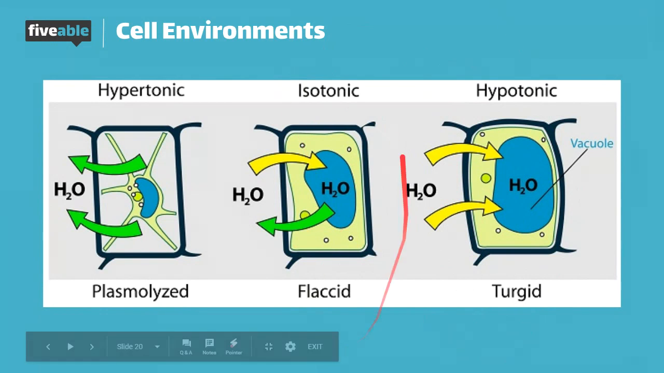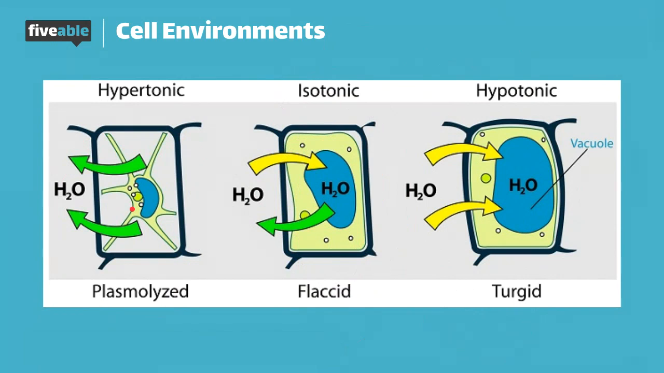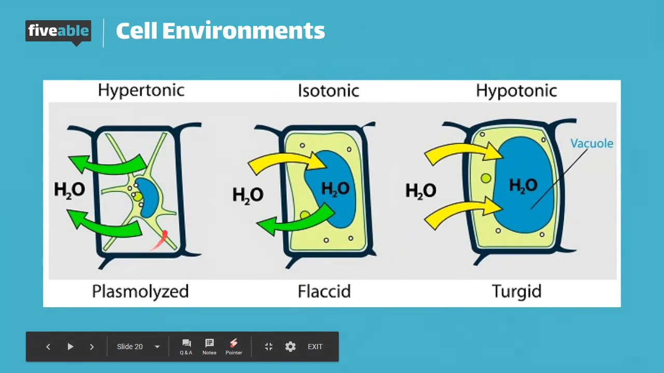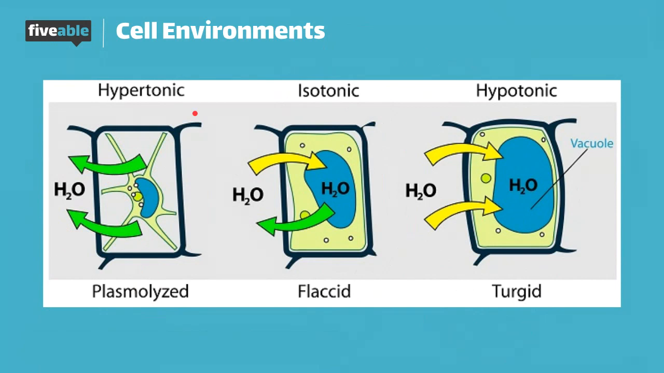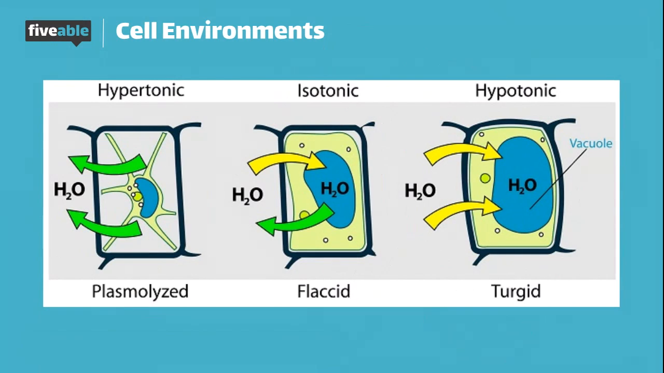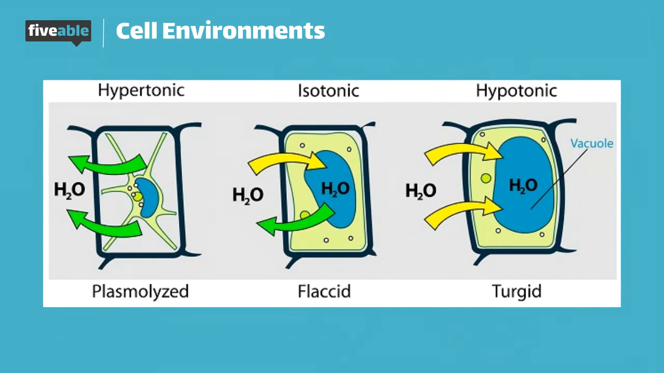In the middle here, plants can still be fine in an isotonic environment, but they really, really struggle in hypertonic environments. So if you water a plant with salt water, they're going to be in big trouble. They call it plasmolyzed because water is just being drawn out. It gets pulled away from the cell wall, and we are in rough shape. Okay? Any questions about those three?